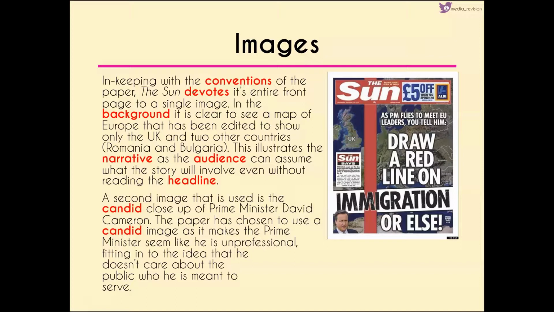In keeping with the conventions of the paper, the Sun devotes its entire front page to a single image. In the background it's clear to see a map of Europe that's been edited to show only the UK and 2 other countries, Romania and Bulgaria. This illustrates the narrative as the audience can assume what the story will involve even without reading the headline. A second image that is used is the candid close-up of Prime Minister David Cameron. The paper has chosen to use a candid image as it makes the Prime Minister seem like he is unprofessional, fitting into the idea that he doesn't care about the public who he is meant to serve.